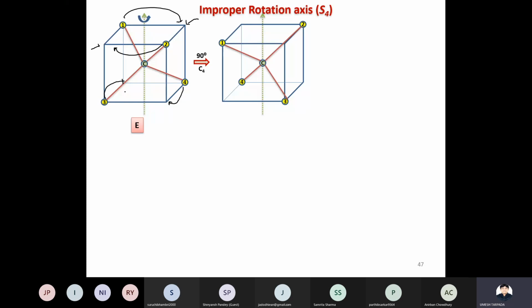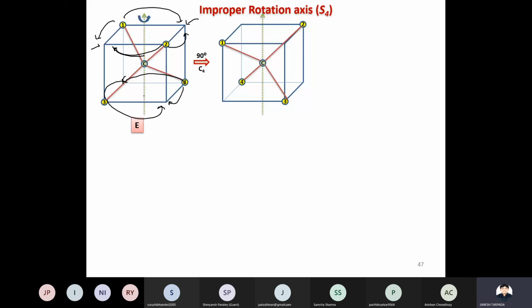Or see, you can go for anti-clockwise rotation, definitely. So we want the C4 plus axis. For plus, we are using anti-clockwise rotation, and for minus, we are using clockwise rotation. So see, 1 comes to here, and 2 comes to here. Same way, 3 comes to here, and 4 comes to here. Okay, then what can you do next?